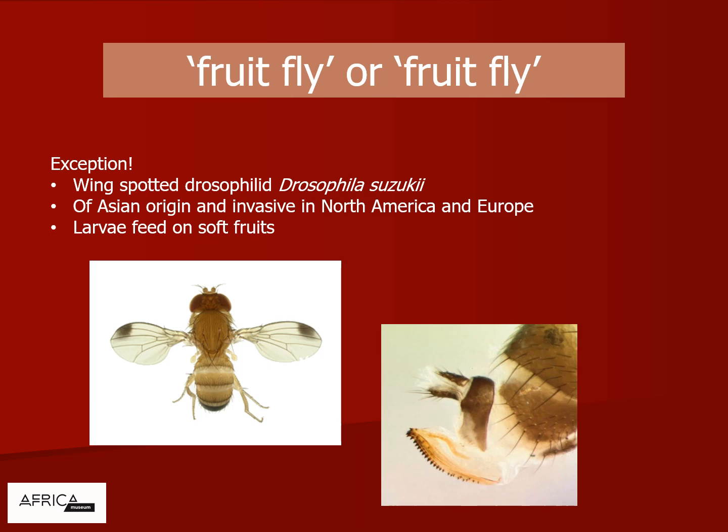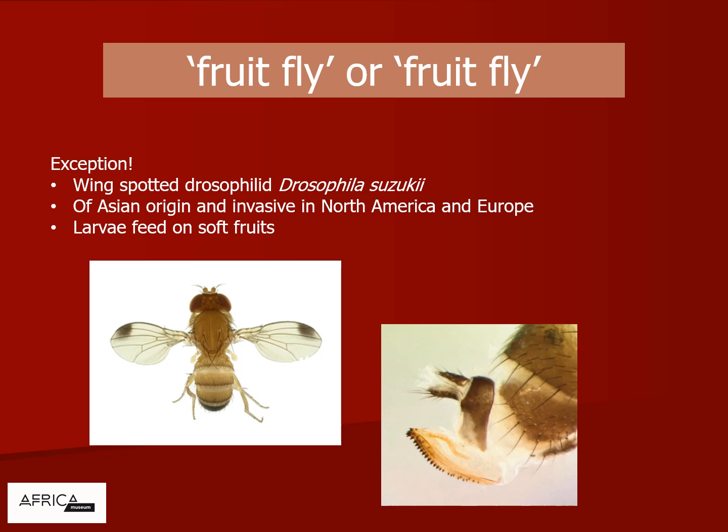There is, however, one exception. The wing-spotted Drosophilid, Drosophila suzukii, is an actual pest of fresh fruits. The fly is of Asian origin, but has in recent decades been expanding its geographic range. It is considered an invasive species, first in North America, but in recent years also in more and more European countries.